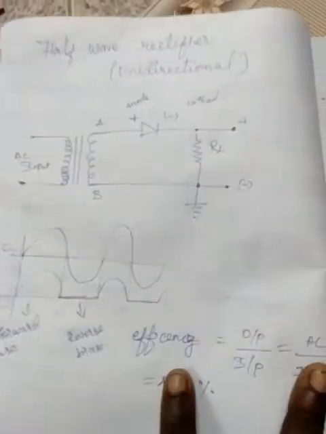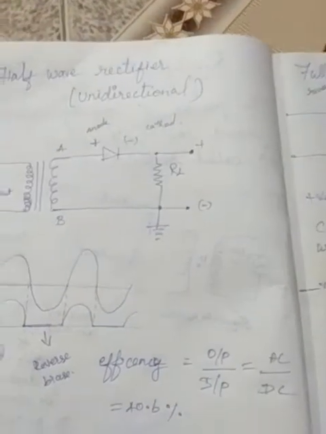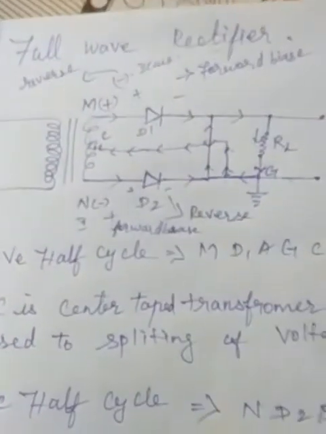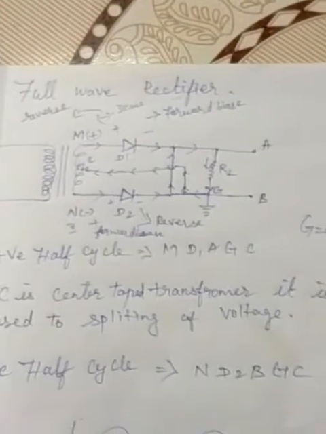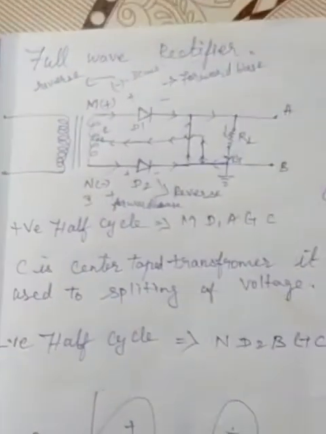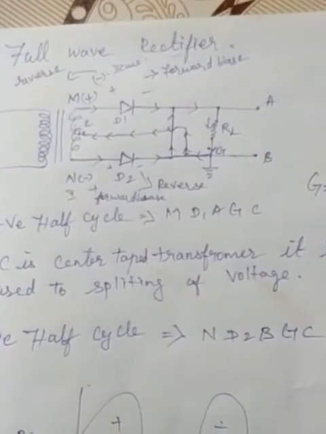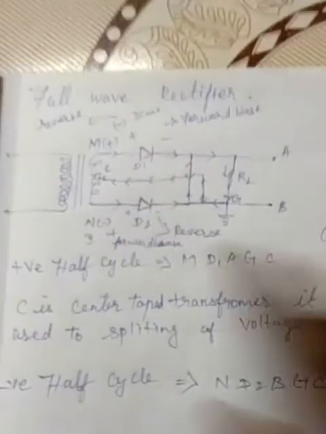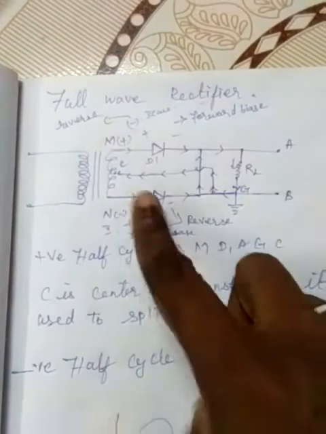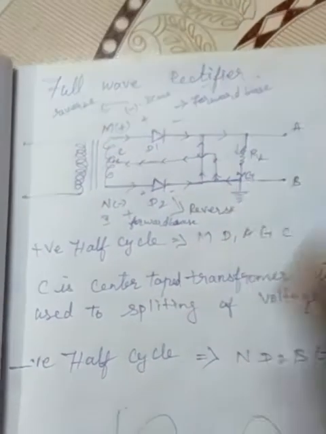Now the next one is the full wave rectifier. Here also we use a full wave rectifier. Now current goes on both sides. This side the current moves, and this side also the current moves.